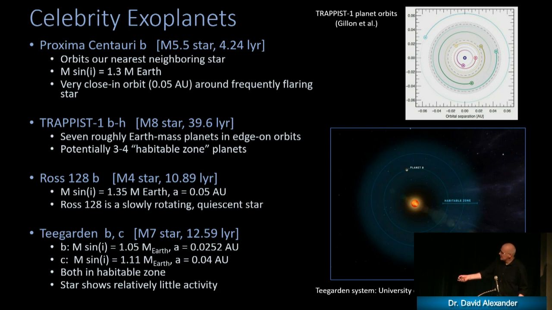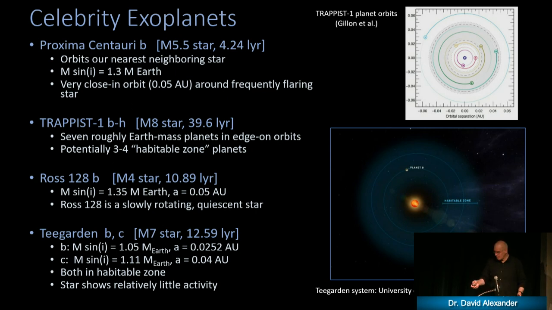Teegarden has multiple planets. TRAPPIST has like seven planets. Three or four of them we think are in the habitable zone. These are the celebrity planets because they seem to be Earth masses. If you look at the mass, and again, there's a little geometric complication, these two Teegarden planets are roughly Earth size, 1.05 and 1.11. This one is only about 30% bigger in mass than the Earth. These are all roughly Earth masses, the six or seven of them. So these are all roughly Earth-like planets, pretty close in to a cool star. Some of them are in the habitable zones of those stars. So these are fantastic.